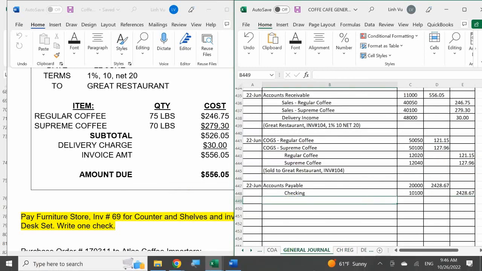So who did I make a payment to? The furniture store. What am I paying for, or invoice number? 69 and 71. Check number 1523. That's good enough.